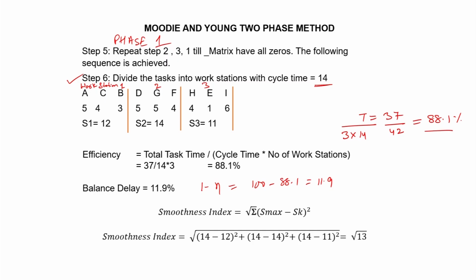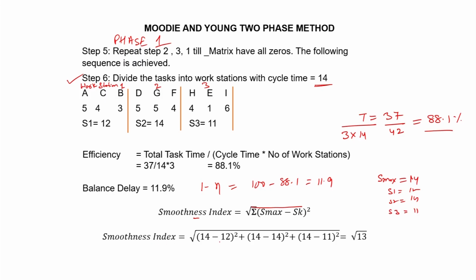So, there is a loss of time to the tune of 11.9%, which is the idle time in this balancing of the line. Here I am introducing another performance measure, which is called the smoothness index. How smooth is this line? That means whether all the workstations have the same time or there is a difference between them. It is calculated from the differences between the maximum time and the station times. S max in our case is 14, and we have S1 equal to 12, S2 equal to 14 and S3 equal to 11.